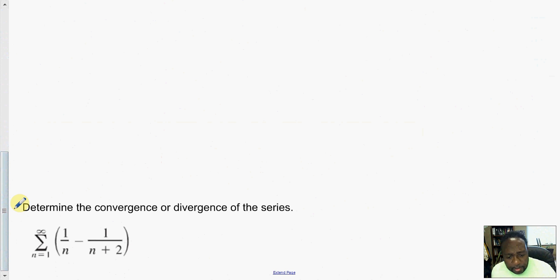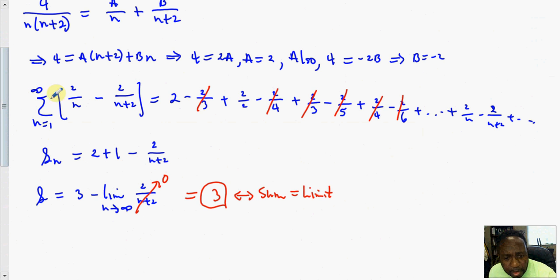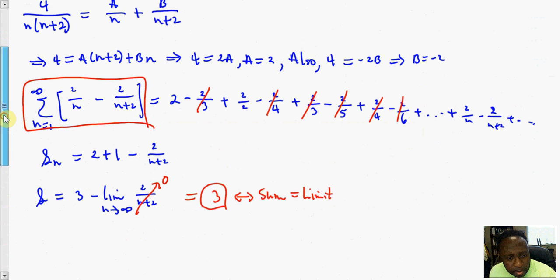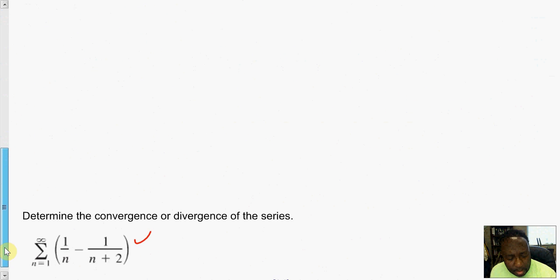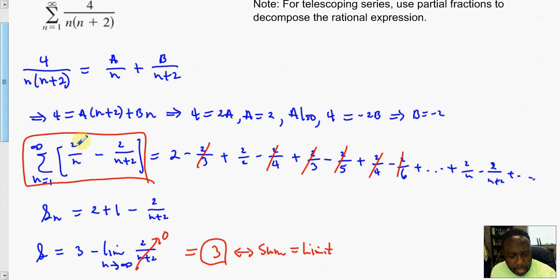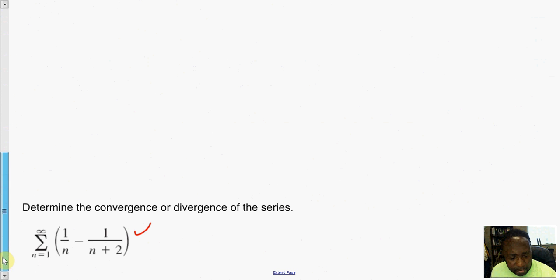Now, this was in the section, and this was another problem. It says determine the convergence or divergence of the series. Look at this and look at this. They look to be the same. Well, they started off different, but we broke this down by using partial fractions. We got the 2 there and the 2 there, so a little bit different, right? So here it says determine the convergence or divergence of the series. Well, no problem. We got the 1 there and the 1 there. This is telescoping.